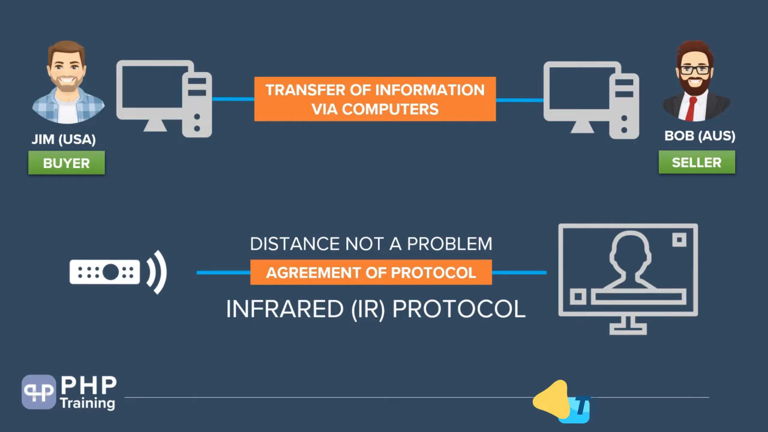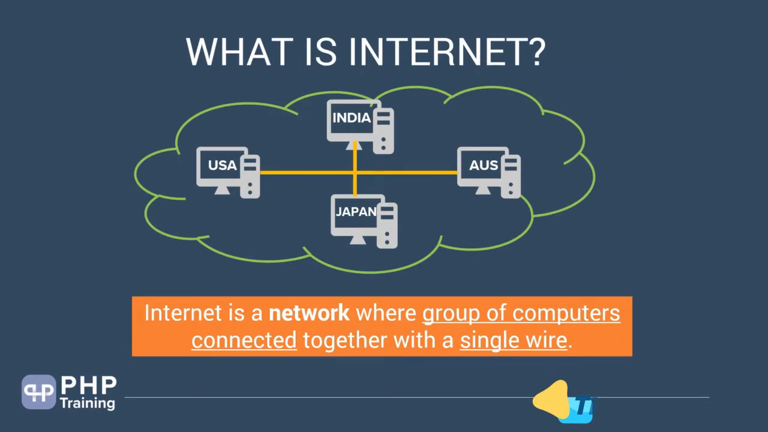And in terms of Jim and Bob, okay, Jim stays in USA and Bob stays in Australia. Obviously distance is a problem here. And how can Jim's computer talk to Bob's computer when they live in two different regions so far away? Okay, so let's understand how this problem can be solved. So let's understand what is the internet.